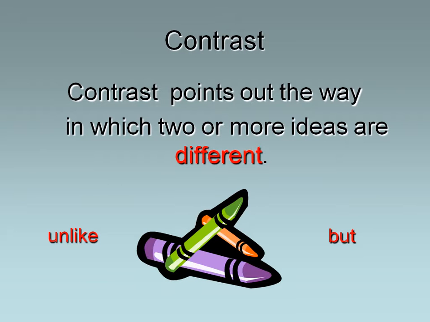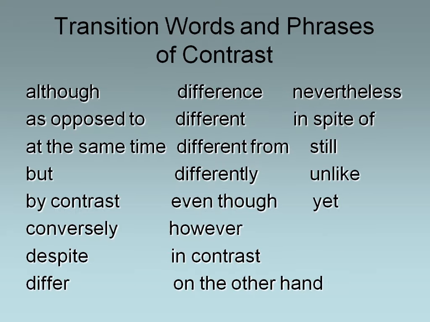Contrast points out the ways in which two or more ideas are different. Some sample signal words are different, unlike, and but. The following list contains transition words and phrases of contrast. Read the list.